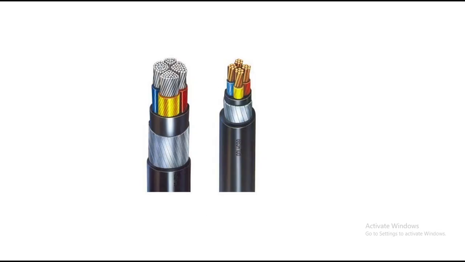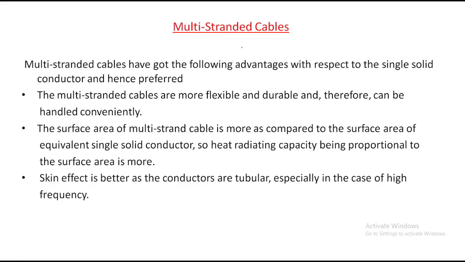The construction is like this. This is the 4-core XLPE cable. These are made with aluminum conductors, and these are made with copper conductors. Right. Next, multi-stranded cables. Multi-stranded means, again I am explaining, strand means a number of conductors. A cable is a single conductor but with more wires in it. Single strand means it is only a single wire like this.